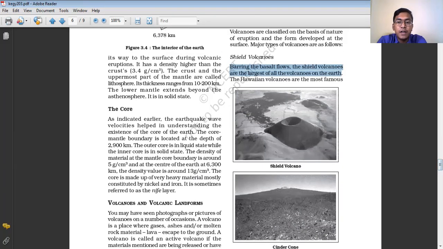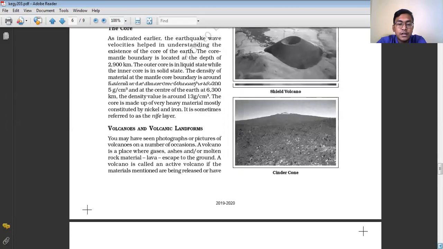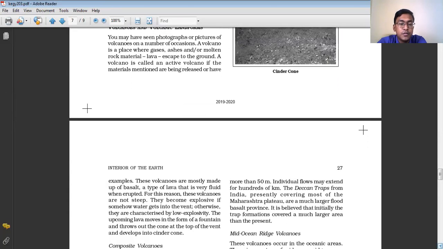The Hawaiian volcanoes are the most famous example. In the Hawaii Island, frequent volcanic eruption takes place. The volcanoes which exist in this Hawaii Island are examples of shield volcanoes, and they are very large in size. Here you can see the image of a shield volcano. The Hawaiian volcanoes are such examples of shield volcanoes.